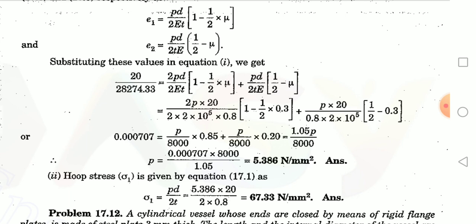So let us find the pressure first. Then hoop stress, that is sigma 1, equals PD by 2T. We have already got the pressure value, that is 5.386. Then sigma 1 is equal to 67.33 Newton per millimeter square. Okay.